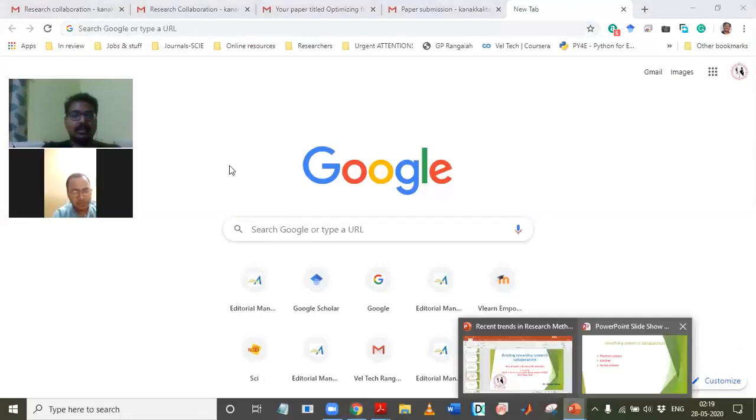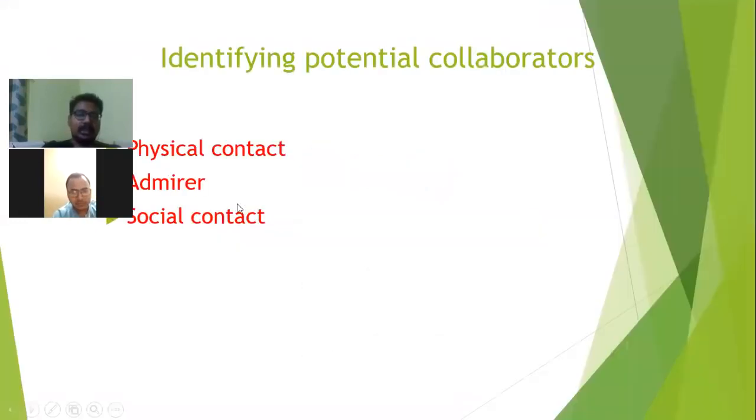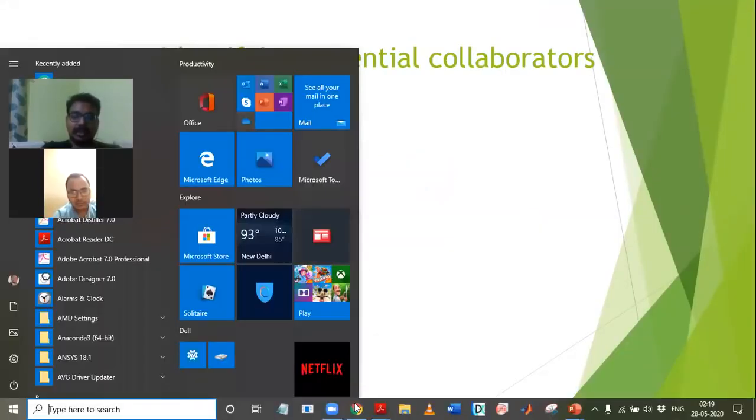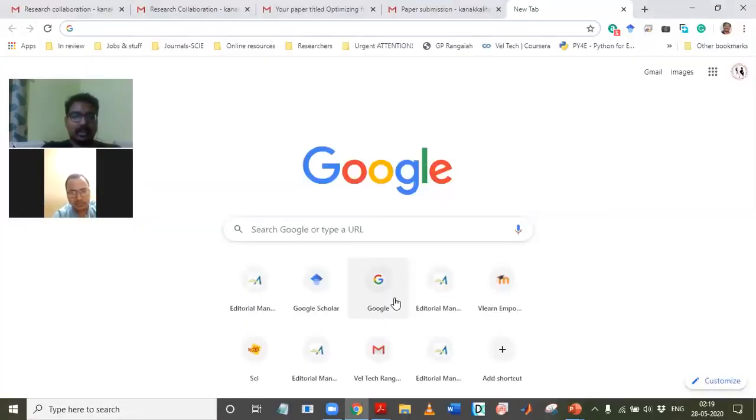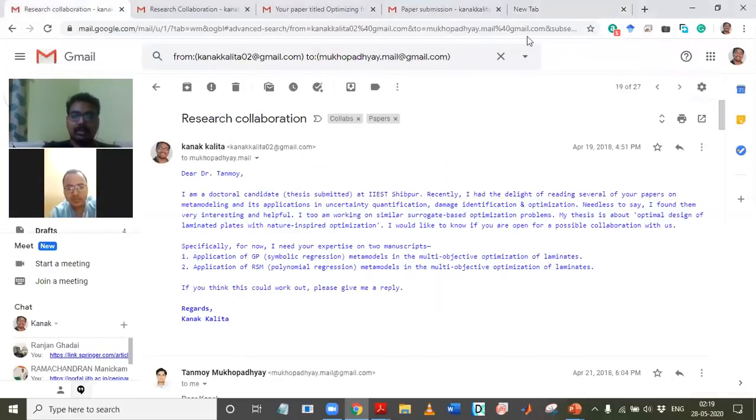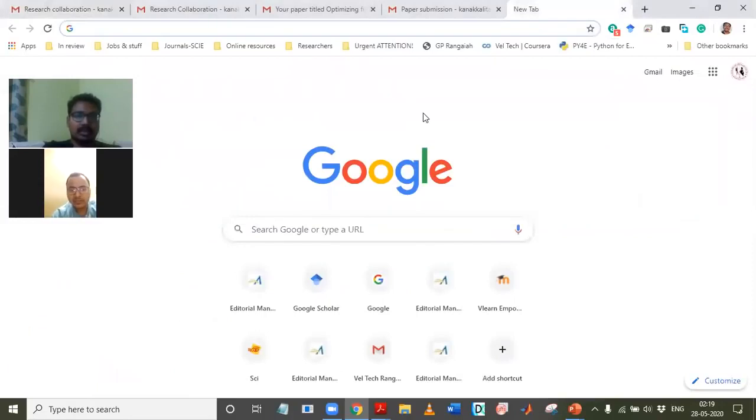The second category, as I told, was the admirer category. Okay. Again, I intentionally named it the admirer category because it is another kind of collaboration. It started for me with a kind of mutual... it was not a mutual admiration at first. I hope so. At least now it is a mutual admiration. But at that point of time, I had a very fanboy kind of moment. I was reading Dr. Tanmay Mukhopadhyay, who is currently an assistant professor in IIT Kanpur.